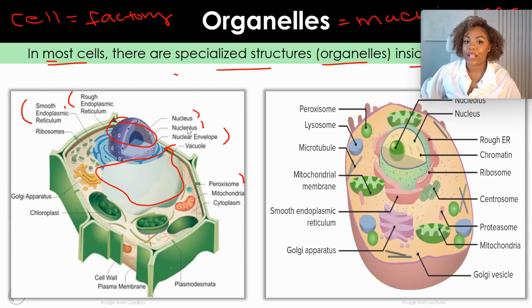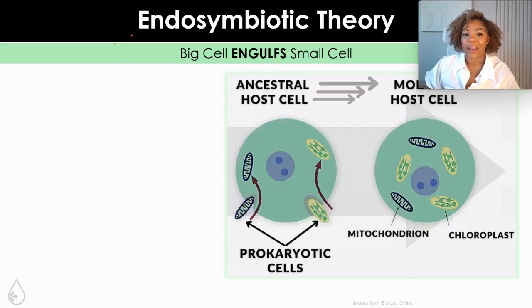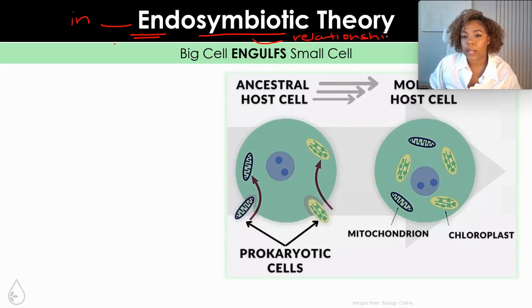So let's dive into this question though. How did these organelles get inside of the cell? Because they weren't always like that, at least that's not the theory. The theory is called the endosymbiotic theory. I want to break this word down because it really helps us understand the whole purpose of this theory. The word endo refers to in, right? Inside. And then symbiotic refers to the relationship when two or more organisms are in close proximity.